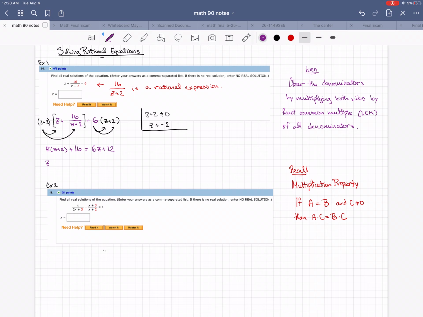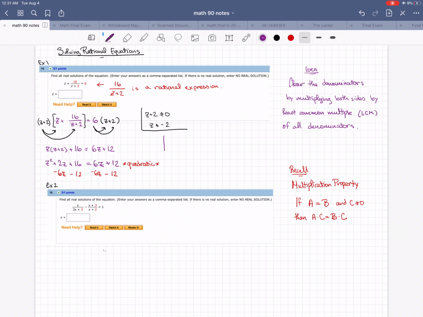Let's open up the parentheses here on the left. So we have z squared plus 2z plus 16 is equal to 6z plus 12. Let's notice that this is a quadratic equation. And in the last couple of lessons, we were talking about solving quadratics. So we're going to set one side to 0. It's probably easier to move everything on the right-hand side over because there's less stuff on the right-hand side.